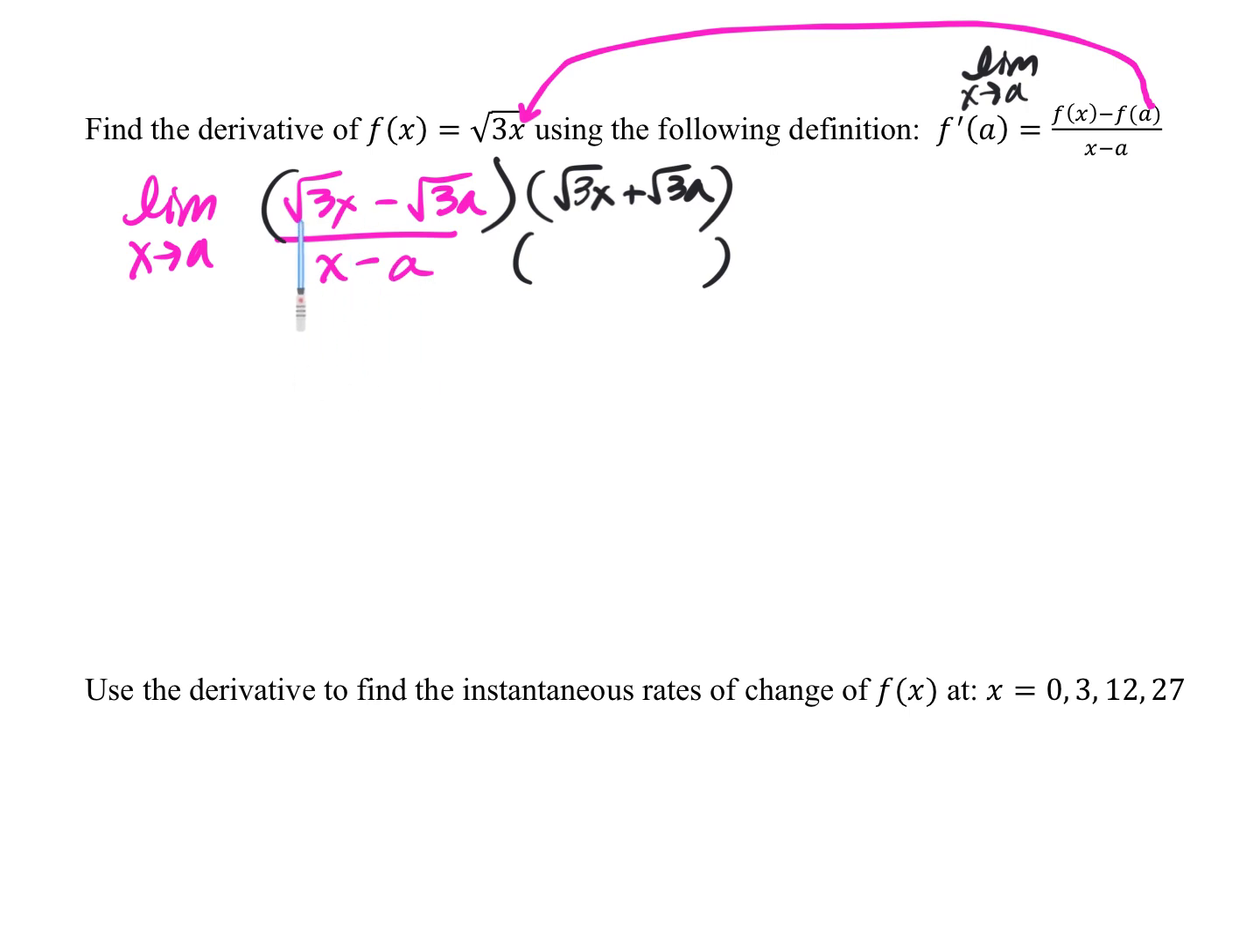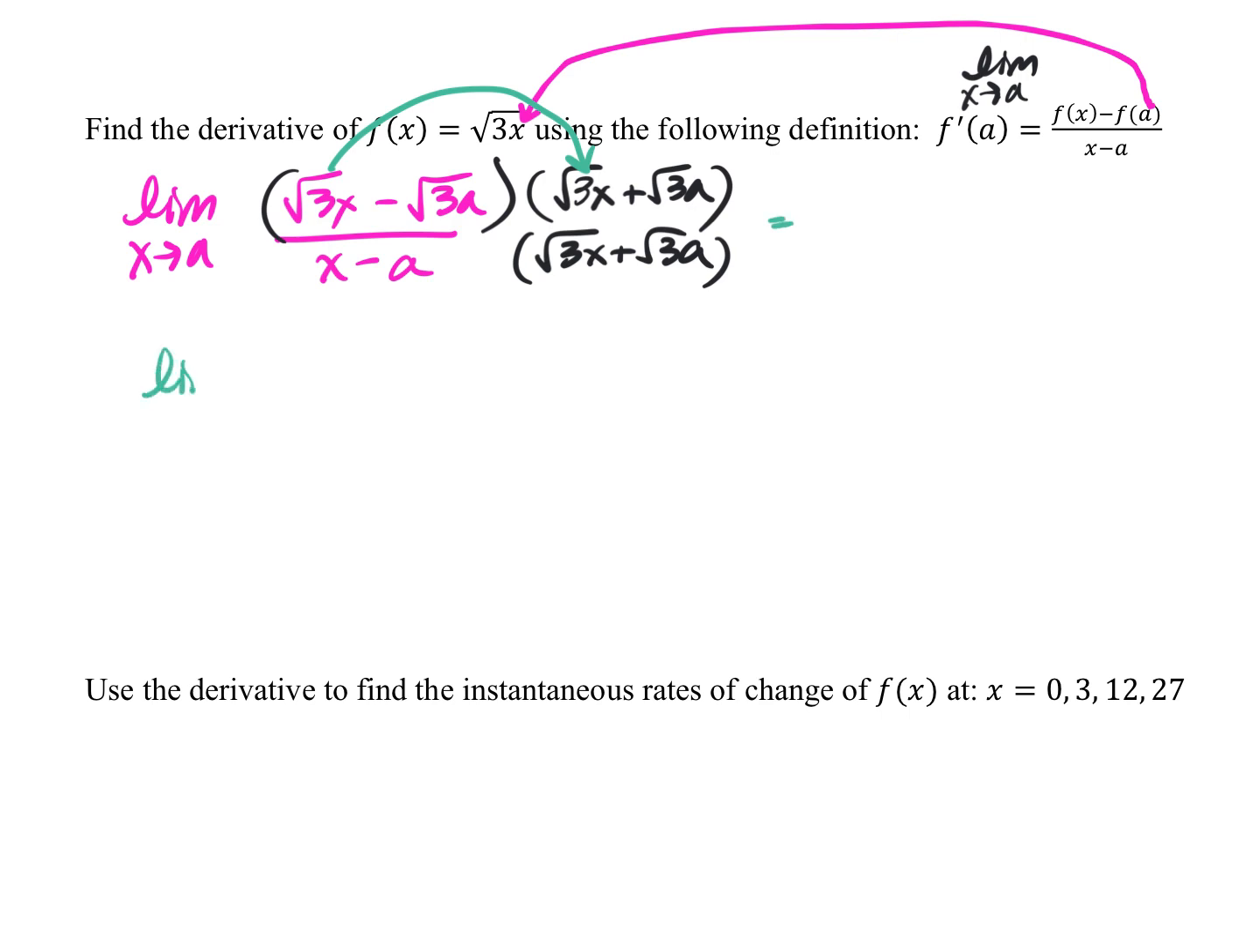Guys, a lot of times we're often used to the conjugate being on the bottom. It doesn't have to be. It's wherever our square roots are, and here it's in the numerator. Root 3x plus root 3a. Okay, let's earn them. Who's got root 3x times root 3x? Go ahead, Stevie.